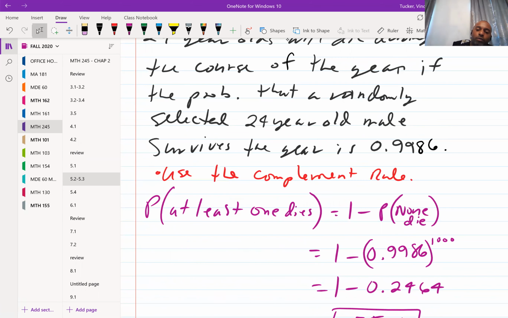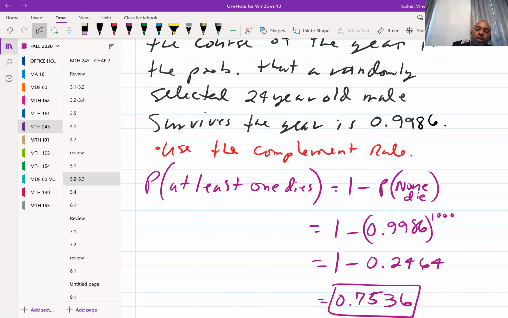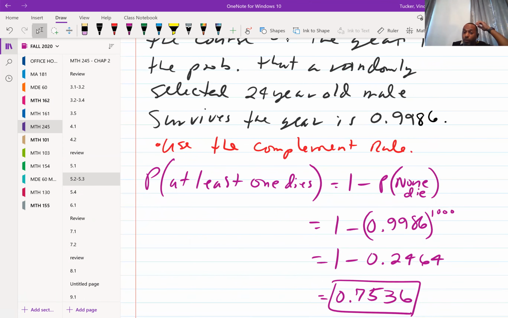That's 1 minus 0.9986 raised to the 1,000 power. It gives you 0.2464. Then 1 minus 0.2464 is 0.7536. And that probability represents at least one dies. Maybe 2 die, 3 die, 4, all of the chances other than everybody surviving. Everything else other than everyone surviving.